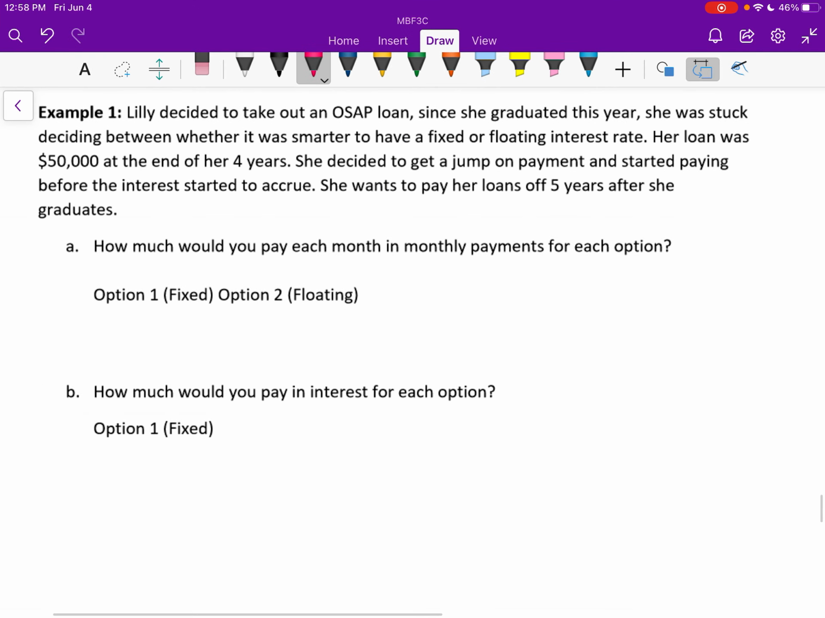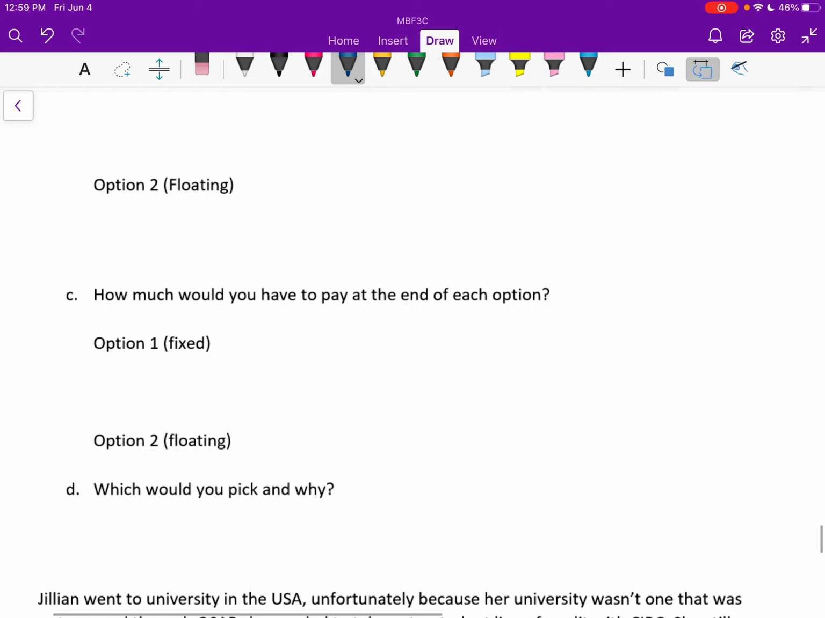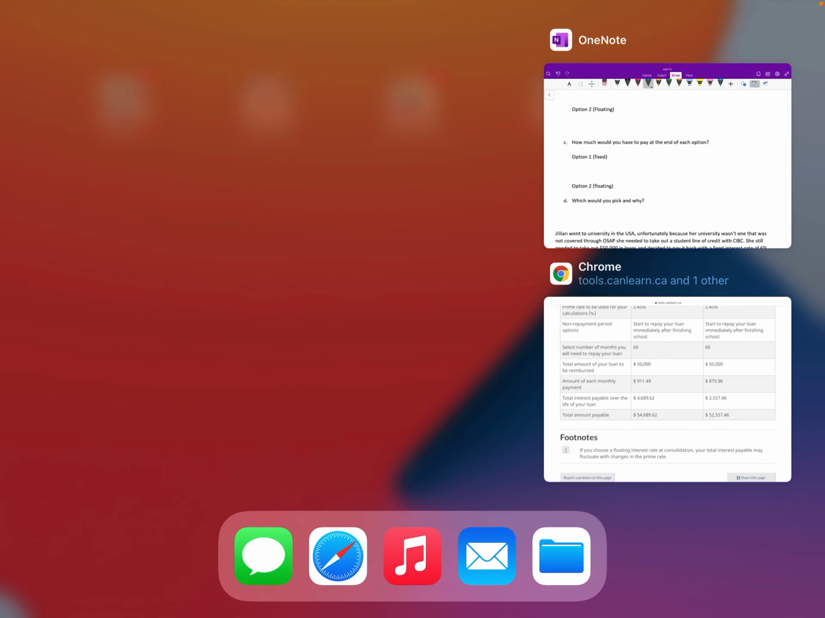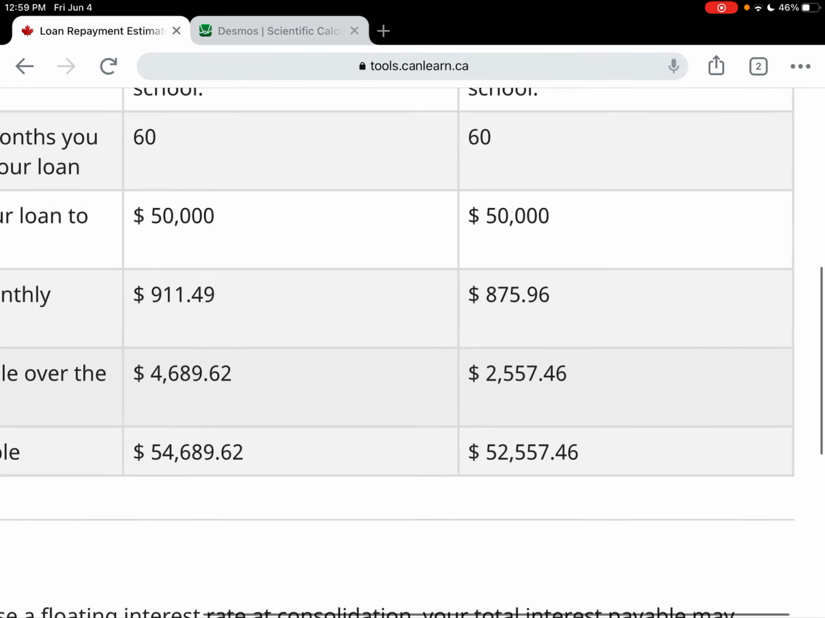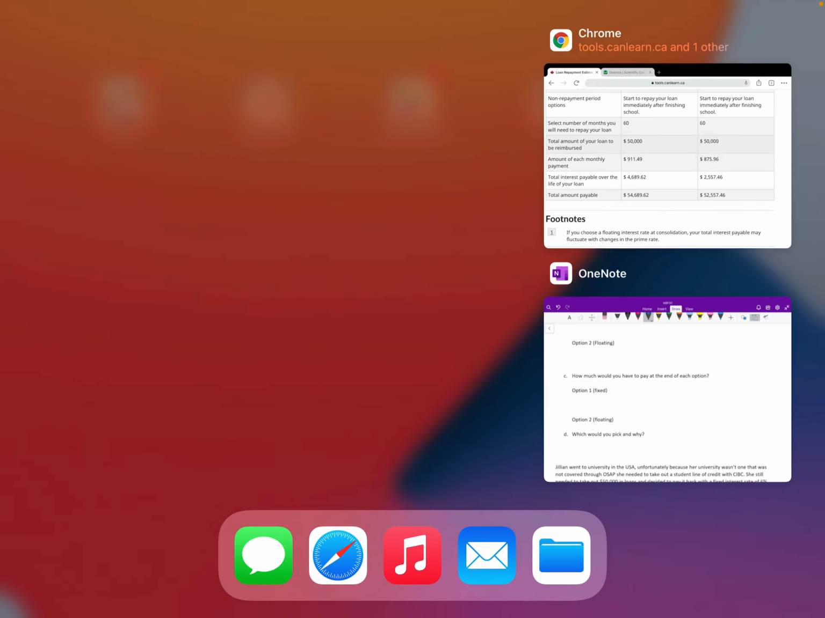So I'm just going to go ahead and write the numbers in, right? So how much did she pay in monthly payments? She paid $911.49 here. And there's no math that's required here. You just need to go read the chart and see what it's asking, right? For her first option, she would end up paying $4,689.62, right? And then for the floating interest rate, she ends up paying $2,557.46.